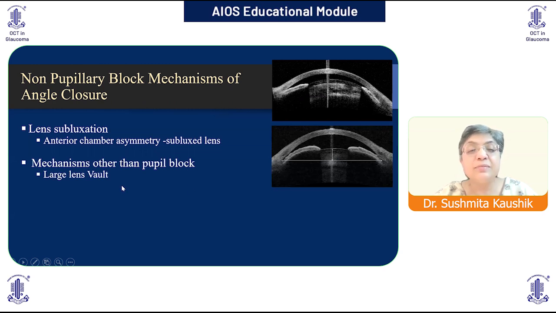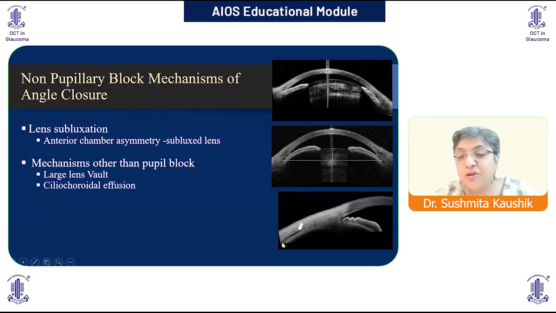Then, if there are mechanisms other than pupil block, look at this large lens vault. This is what we talked about: a line joining the scleral spur, and a perpendicular drawn to this to the anterior pole of the lens. And this, to my mind, will be a large lens vault, at least 1,000 microns. And this is an indication that removing this large lens will probably be beneficial for angle closure disease in this patient.